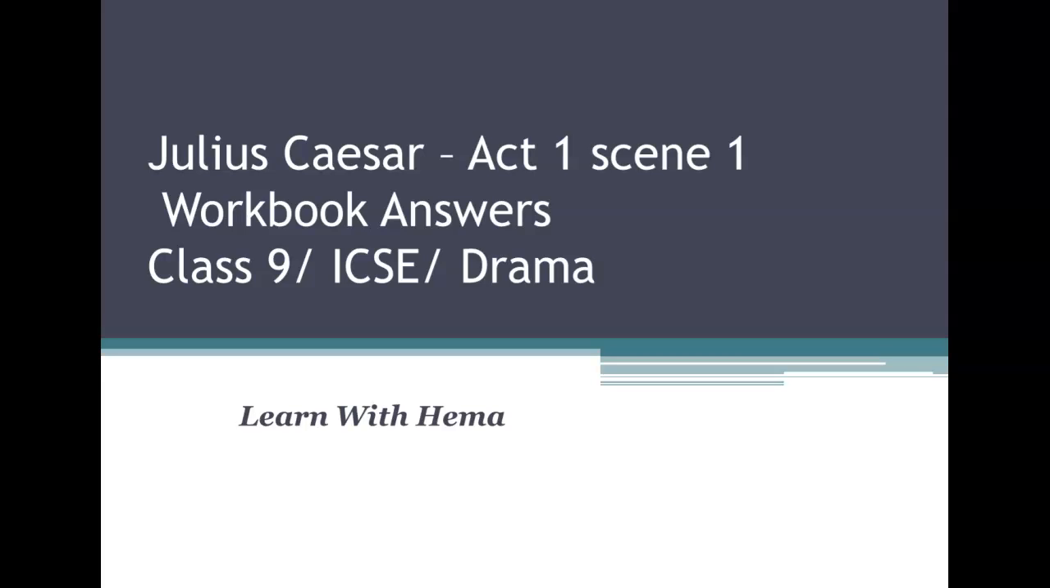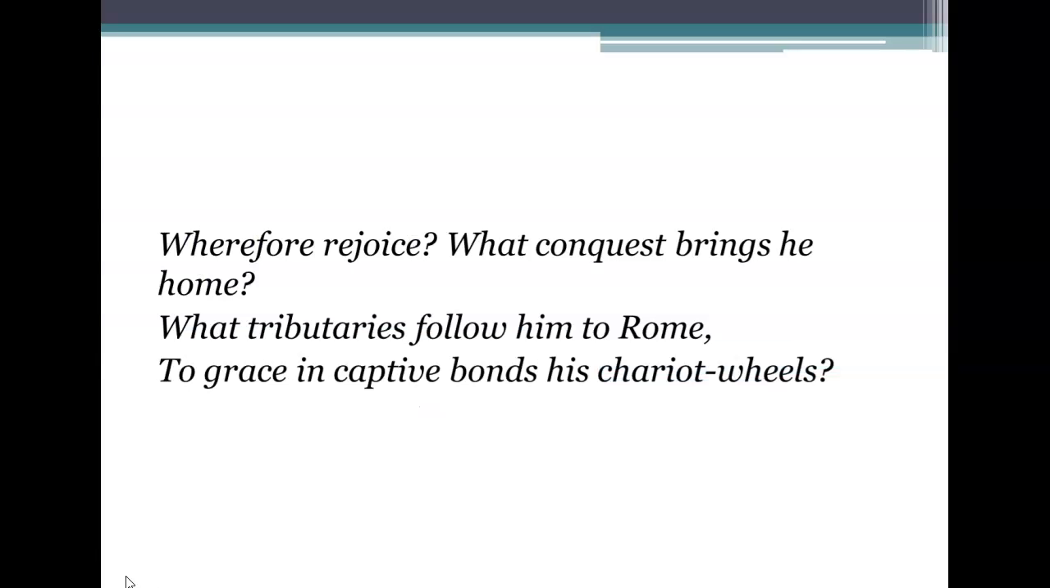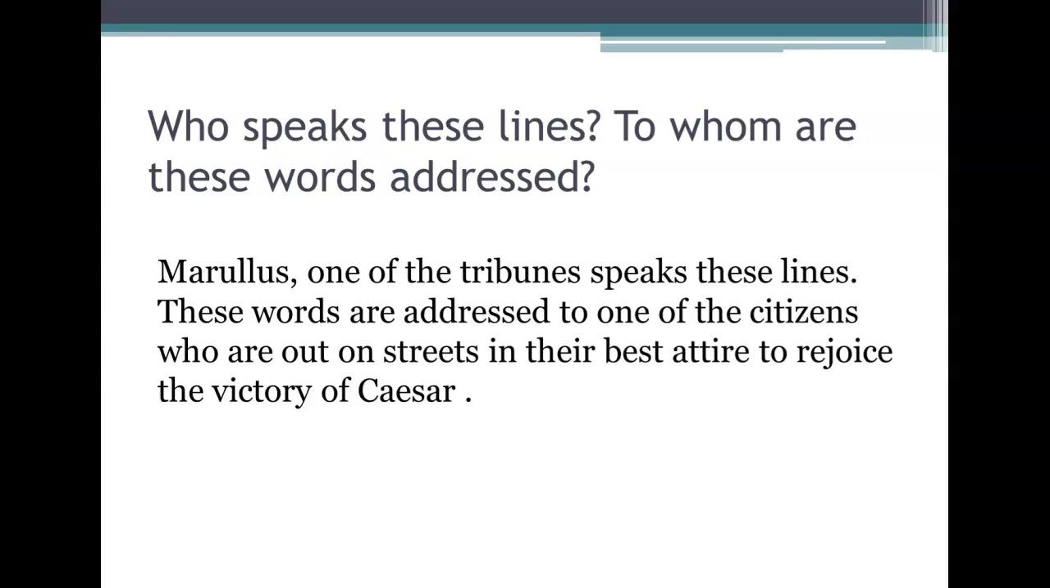Okay, now quickly we'll move to the question and answers. Now this is the first question. Wherefore rejoice, what conquest brings he home? What tributaries follow him to Rome? To grace in captive bonds his chariot wheels. So this is the passage which has been given. So question 1 is, who speaks these lines and to whom are these words addressed?